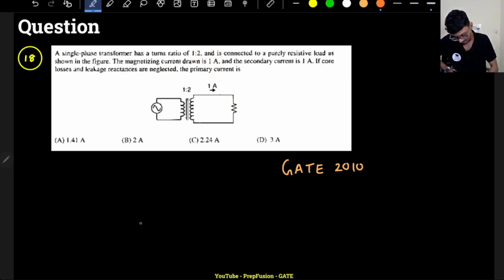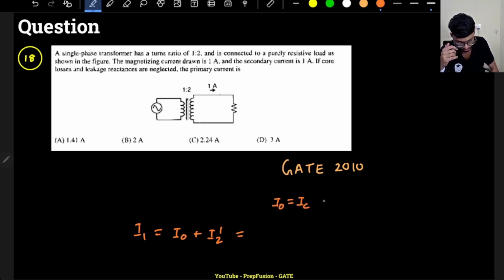So primary current is a combination of the no load current plus the I2 dash current. So what is no load current? Remember, they have told me that the core does not have any losses. So no load current will be equal to IC plus IM, if you remember, and this time IC is 0 because there are no losses in the core. So this will be IM only.